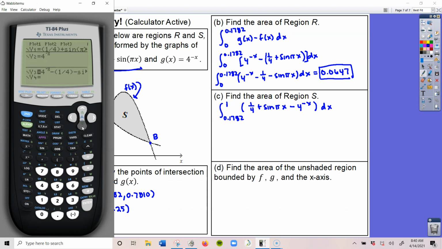And again, I am going to deselect this one and start a new one here. Notice that I don't erase any of my functions just in case I ever need to go back. If I feel like I need to check my work, or if I feel like I made a mistake, I don't have to retype these functions. So 1/4 plus sine of pi x minus 4 raised to the negative x. And now I'm going to graph.